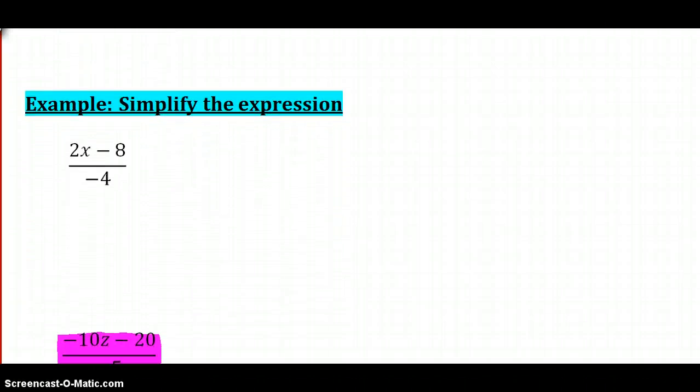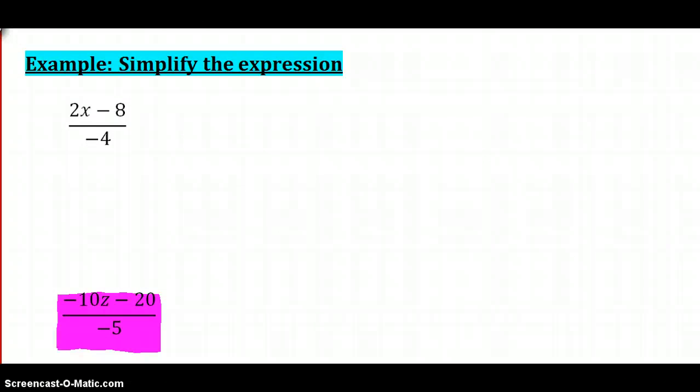The last thing I want to give you is simplifying expressions that look like this, when you have a quantity on the top and just a number on the bottom, and how you go about dividing these. It's pretty simple. If we have 2x minus 8 over negative 4, that means we're dividing by negative 4. What you're going to do is divide each term by negative 4. So you'll do 2x divided by negative 4, and then negative 8 divided by negative 4.